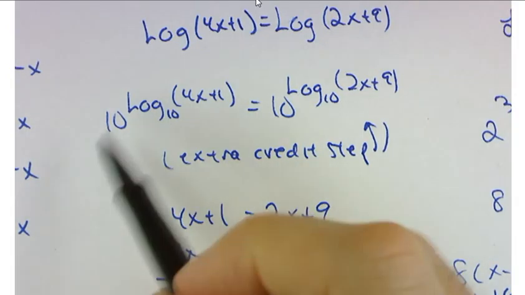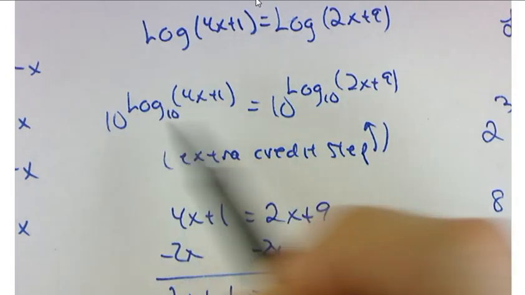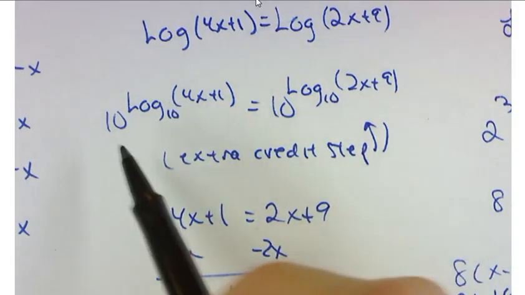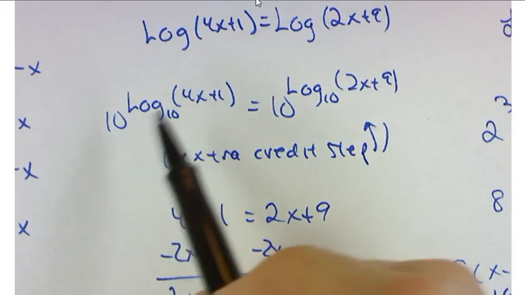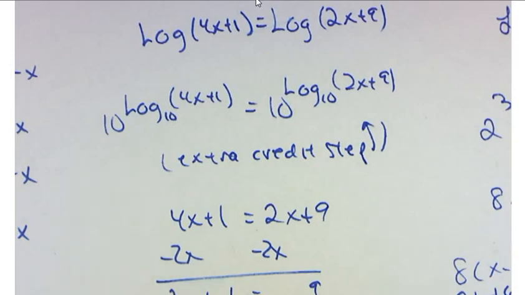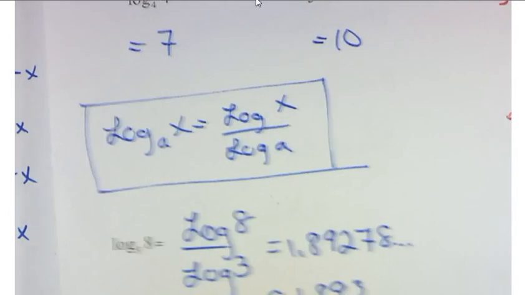That is 10 to the log base 10 of this. These cancel each other out because the exponential function and the logarithmic function are opposites of each other. In fact, that was the point of a couple of the problems early on the test.